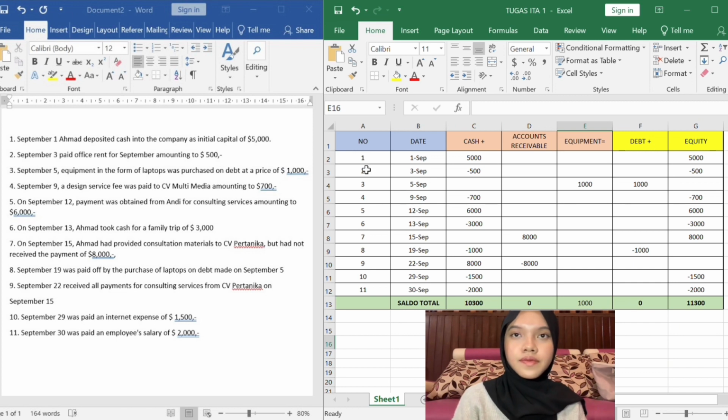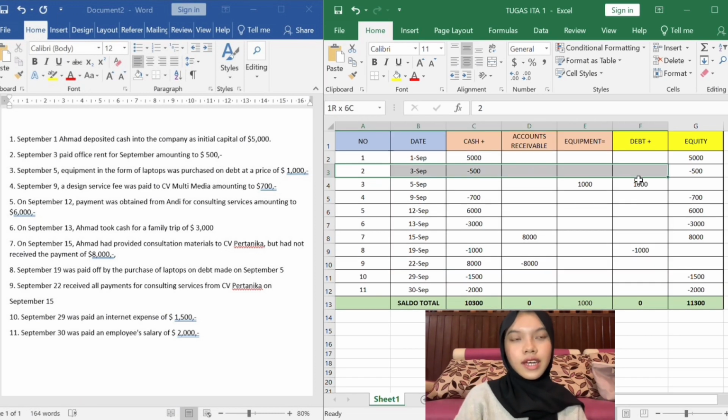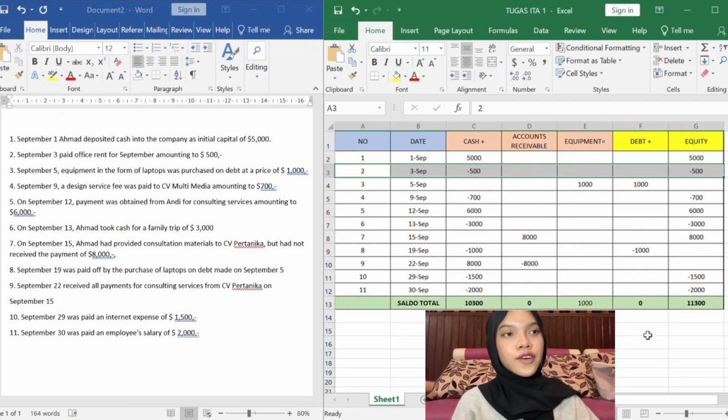Second one, on September 3, paid office rent for September amounting to $500. It adds into the cash and equity table, but the cash and equity decreased $500 because it says that the office paid $500 for rent.